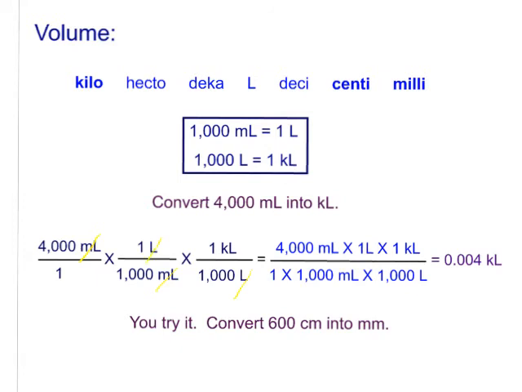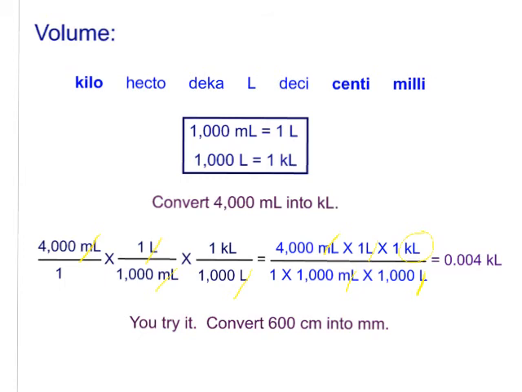And now I'm going to just write this out. 4,000 milliliters times 1 liter times 1 kiloliter. And on the bottom, I'm going 1 times 1,000 milliliters times 1,000 liters, and I'm going to get my answer. Here our milliliters cancel out, our liters cancel out, and I am left with just kiloliters, 0.004 kiloliters.